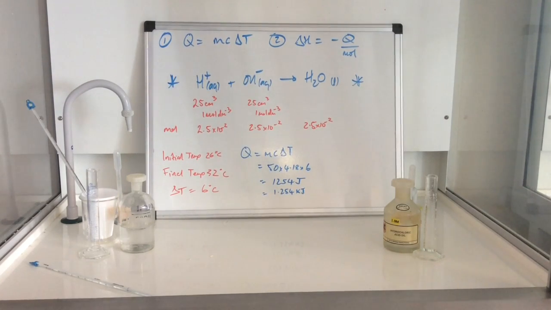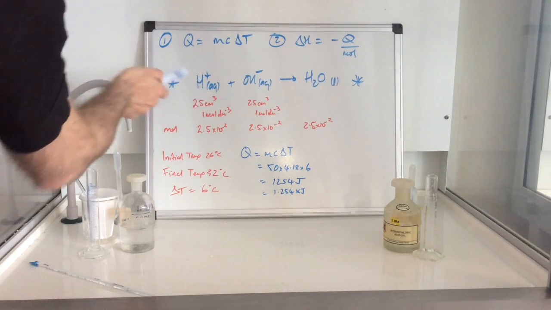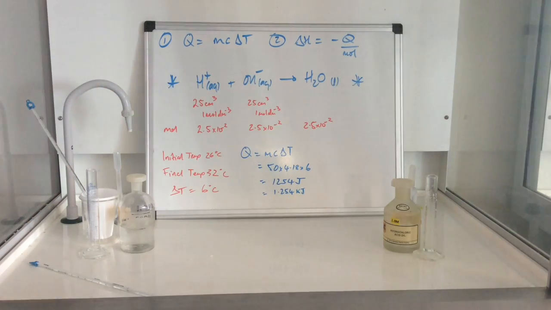Step 1 of the calculation in blue there, Q equals MC delta T. The M, the mass of the solution, is the combination of these two 25 cm cubes. The density will be 1 gram per cubic centimetre, so 50 cm cubes is going to be 50 grams. The specific heat capacity I'm using is 4.18 and delta T is 6. So that's given me a Q value of 1254 joules, which is 1.254 kilojoules.